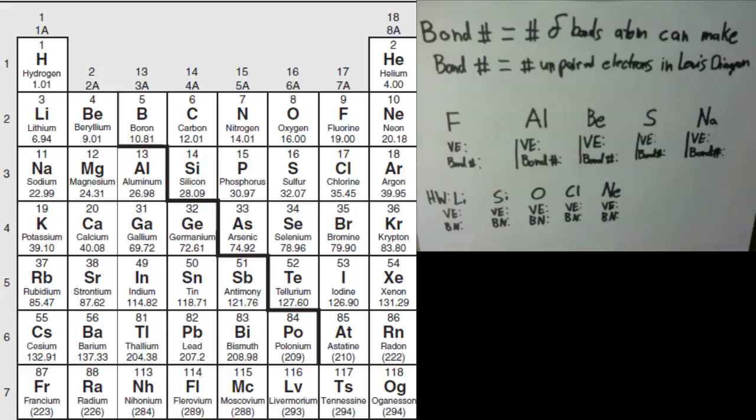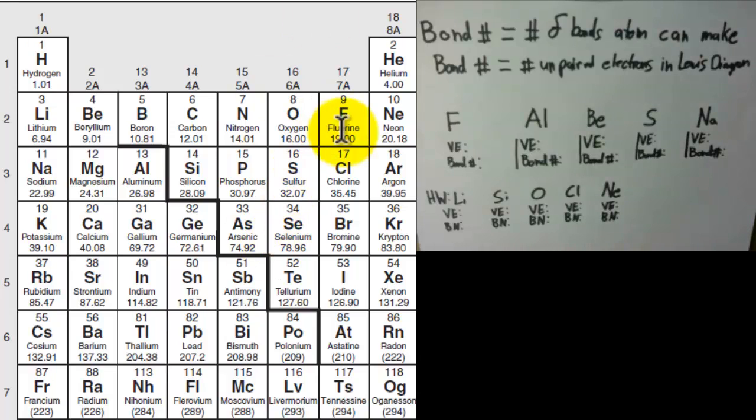Bond number equals the number of bonds an atom can make. That makes pretty good sense, number of bonds equals bond number. It also equals the number of unpaired electrons in the Lewis diagram for the atom. So we're going to go in order across the list here, starting with fluorine.